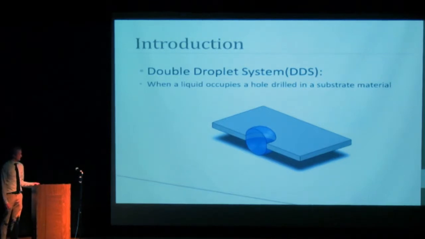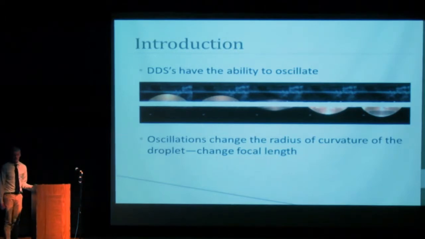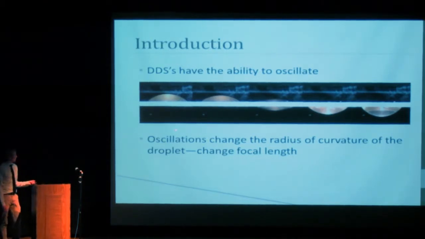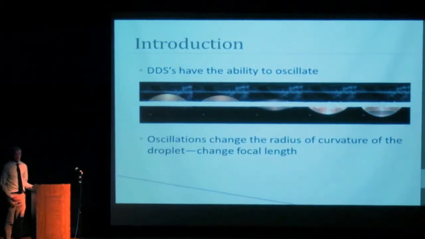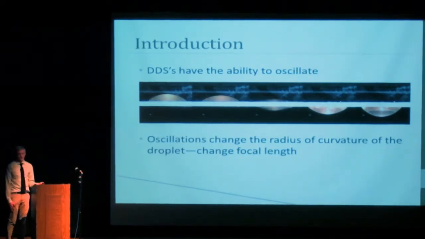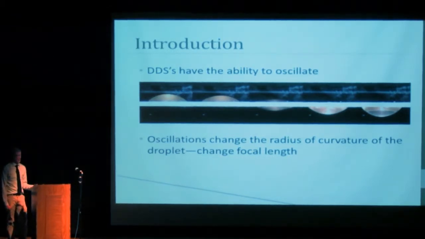And this type of lens has a unique property, which is the ability to oscillate. By oscillating, I mean the shifting of volume from an upwards to a downwards position. Now, the top and bottom of an oscillating droplet change their radius of curvature over time. And this change in radius of curvature changes the focal length of the lens itself. So in a camera system, this changes the distance between the camera and what's in focus, much like moving a glass lens in a conventional camera system. However, oscillations of a double droplet system can happen extremely quickly, at upwards of 30 hertz. So this allows for extremely fast scanning of a camera.